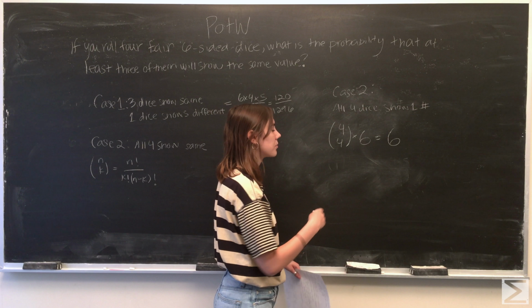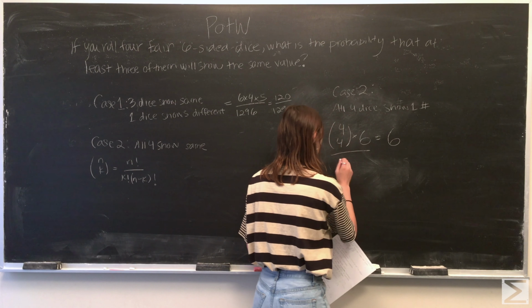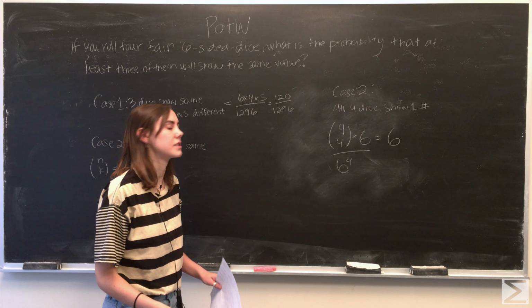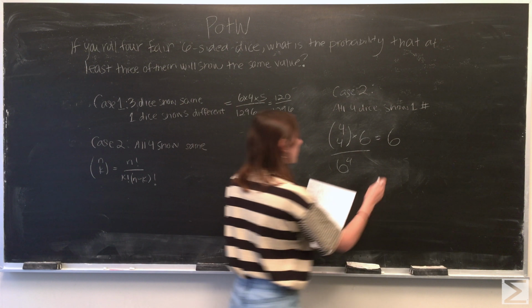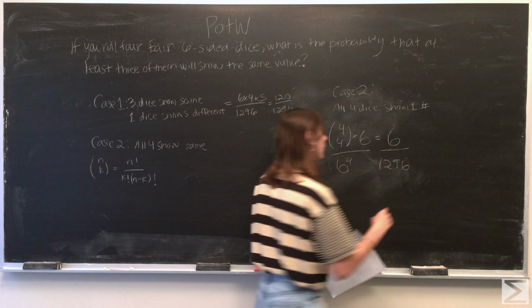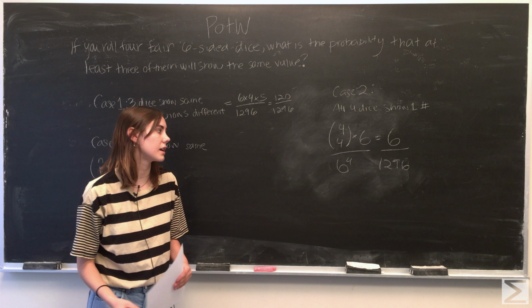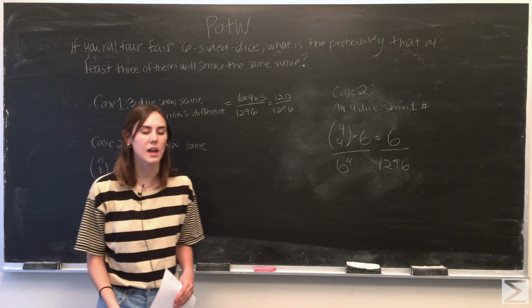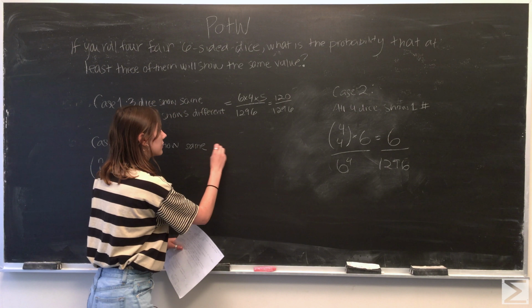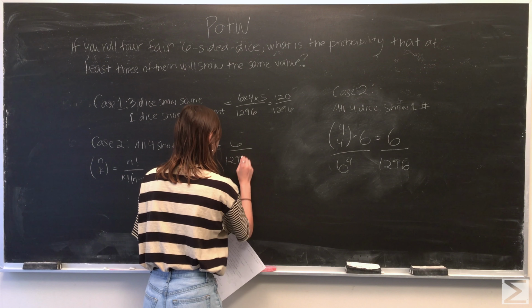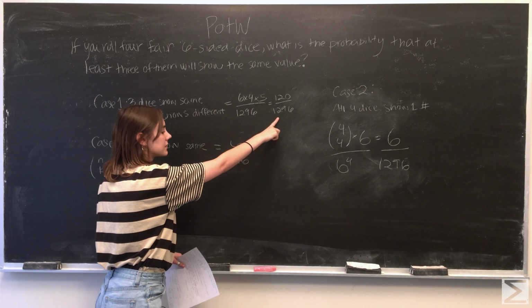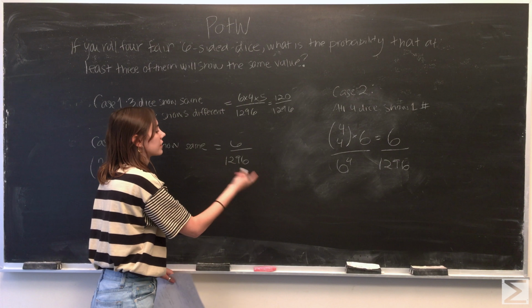So now we have the probability, and then this is over the total probability of the entire event of different options that the dice can roll as. So it ends up coming out to be 6 over 1,296, and that's the probability that case 2 happens, that all 4 of the dice roll the same number. So now we have the probability for case 2. And we can just add these together, 120 over 1,296 and 6 over 1,296.